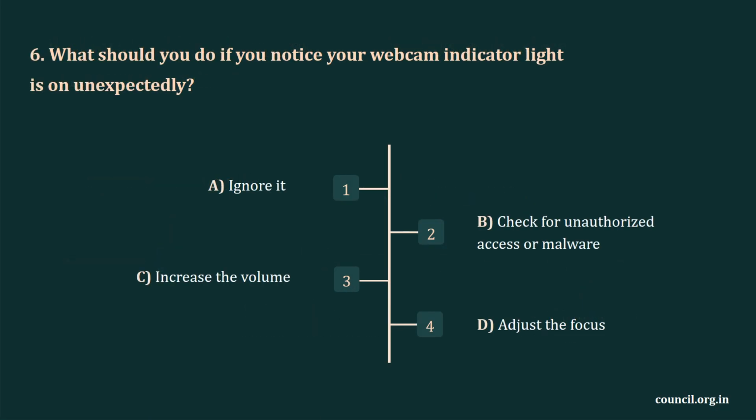6. What should you do if you notice your webcam indicator light is on unexpectedly? A. Ignore it. B. Check for unauthorized access or malware. C. Increase the volume. D. Adjust the focus.